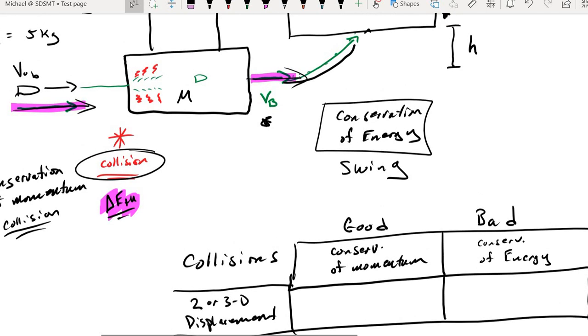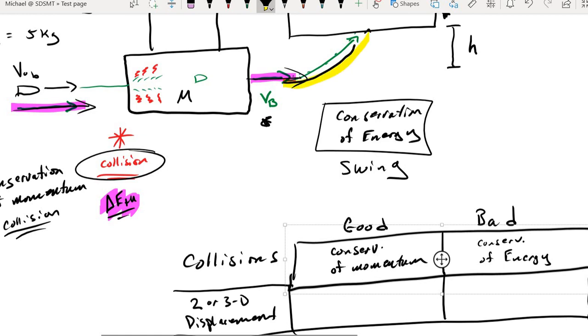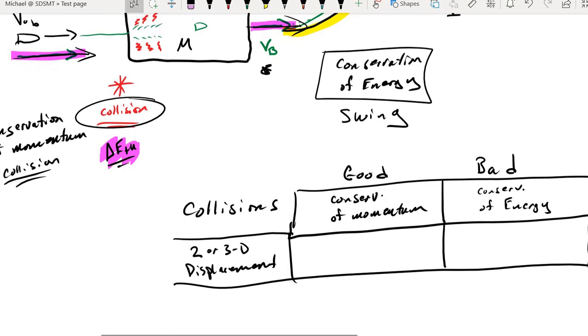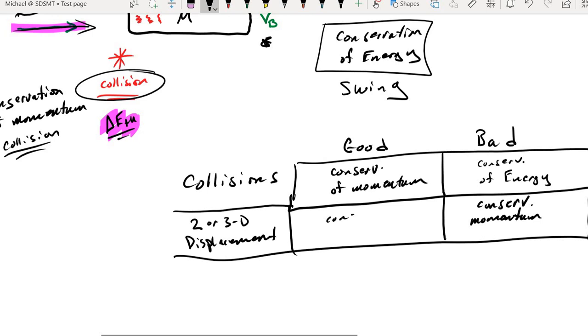So we are displacing two-dimensionally as we swing, and in that case it's going to be very difficult to keep track of the momentum in the system, and so trying to conserve momentum during that 2D or 3D displacement is not going to be a very good idea. However, during that displacement there's no heat being generated, and so conservation of energy would be a much better idea.